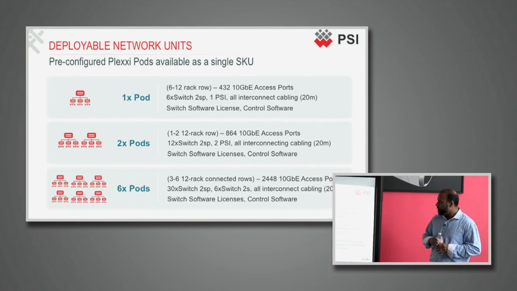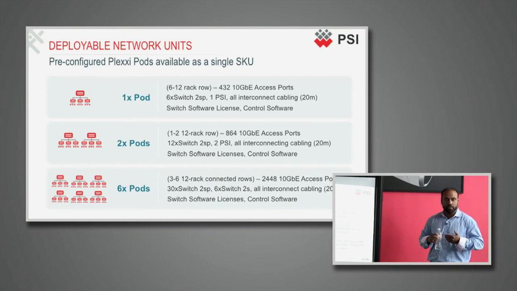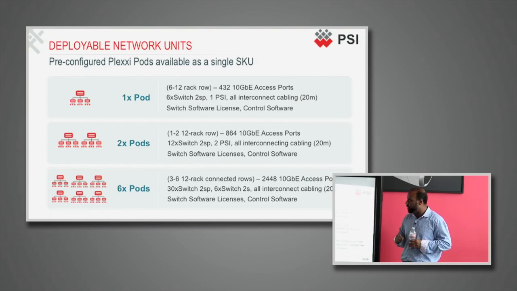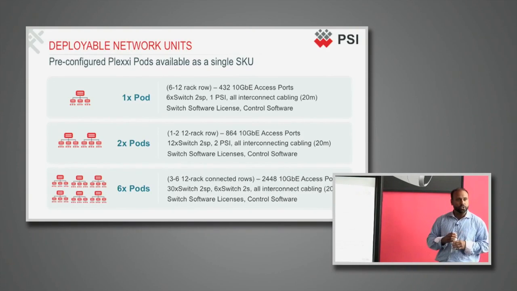So we broke this out to make this easy for customers. We created these in kind of fixed SKU formats. So when you're building pods, you don't have to buy in these, but this makes it very easy for customers. A single pod, for example, might be that first configuration, which is 6 to 12 rack rows. Essentially 432 10 gig access ports, which is 6 of those switch 2 SPs and one PSI, all interconnected. So we would basically sell that as a pre-configured SKU.